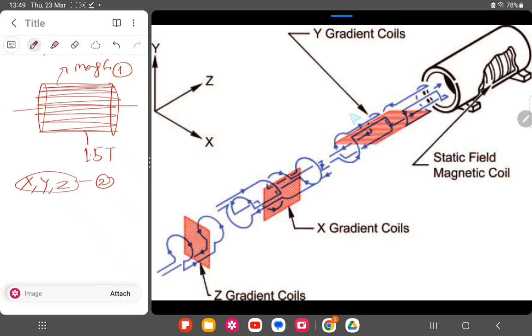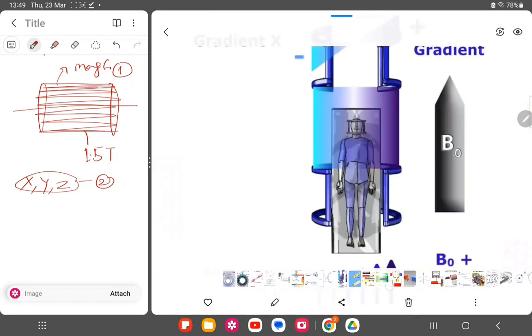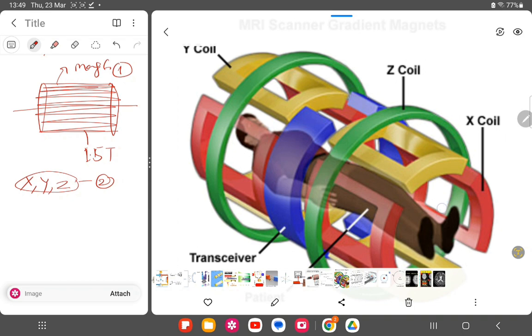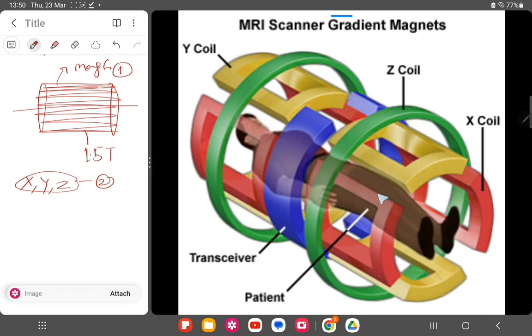All are collectively together, but in this diagram it is made separate. This coil is separate, and separate. If I show you together, see this one. This is one diagram of the coils. This is your X coil, and this is your Y coil. Any variation will be like this. X is like this, and Z is like this. This green color is Z. The patient is lying inside, so this will be the coil structure. Okay, now I will explain more in the next videos.